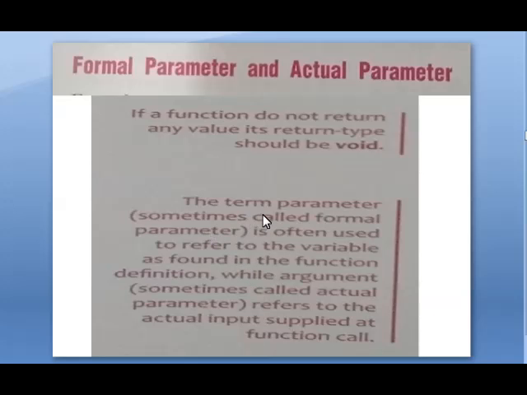The term parameter, sometimes called formal parameter, is often used to refer to the variables as found in the function definitions. While the argument, sometimes called actual parameters, means the values, and refers to the actual inputs applied at function call.